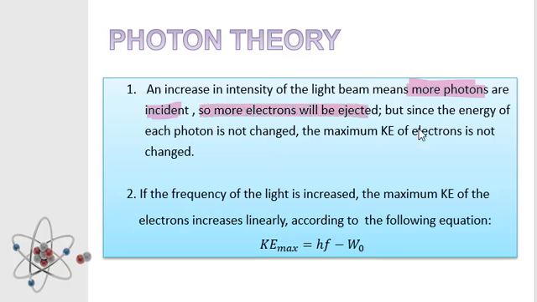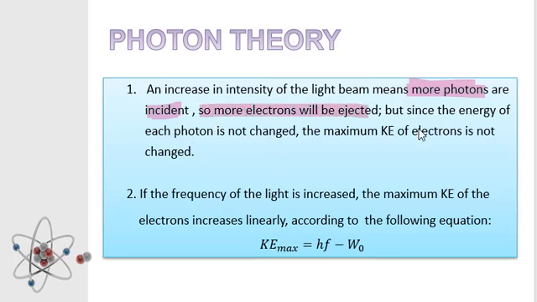But since the energy of the photon is not changed, the maximum kinetic energy of electrons is not changed, unlike in the wave theory, where the kinetic energy can change. Okay, so take note of that. It's contradictory to the wave theory.